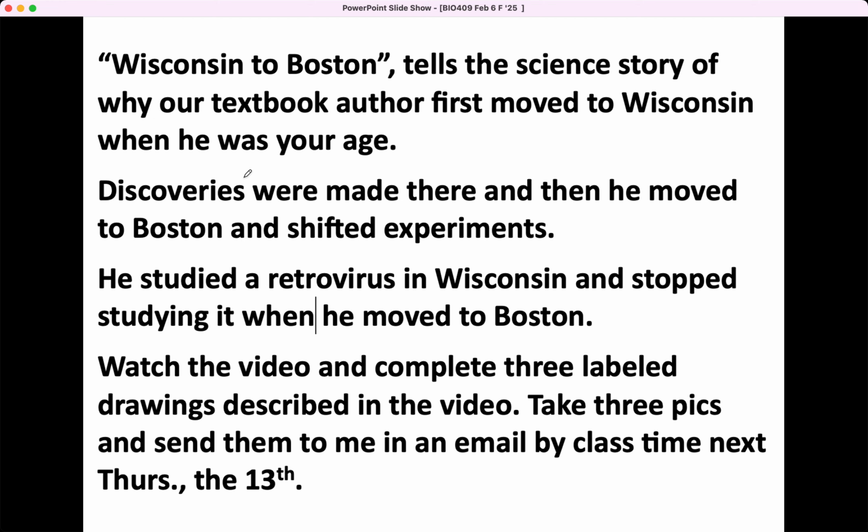Okay, so Wisconsin to Boston tells a story of why our textbook author first moved to Wisconsin when he was your age. Discoveries were made there, and then he moved to Boston, and he shifted his experiments. In Wisconsin, he studied a retrovirus, and he stopped studying it when he moved to Boston. What he continued to study was a gene called RAS. So watch the video and complete the 3 labeled drawings described in the video. Take 3 pics and send them to me in an email before class by next Thursday, the 13th.